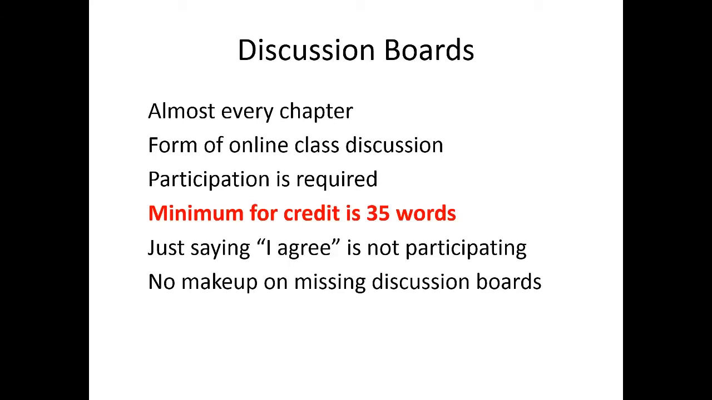In addition to the quizzes, you also have chapter discussion boards, again for almost every chapter. Think of these as a substitute for the in-class discussion. The idea is for you to have an exchange with the other students about a topic related to the class. Now, you can't just click and say, "I agree," or "Yes, I support that, I believe you." You've got to have some kind of answer of substance, so a minimum of 35 words to indicate that you really are reading the material and interacting with the students. And again, there's no makeup for those. Once the deadline passes, those are lost opportunities.